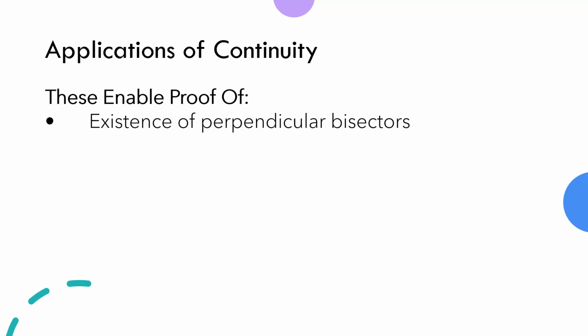So without the continuity axiom, the arcs mentioned a while ago could miss each other even when they should intersect. The circular continuity principle guarantees the intersection points exist.